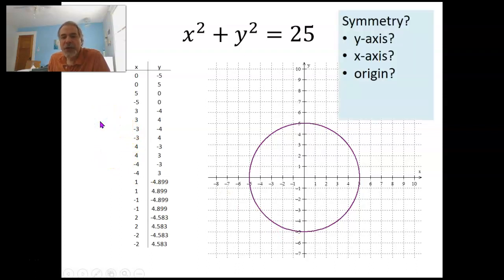What kinds of symmetry do you see? Well, actually, this has all three of these kinds of symmetry. It's symmetric with respect to the y-axis, and also with respect to the x-axis, and also with respect to the origin.